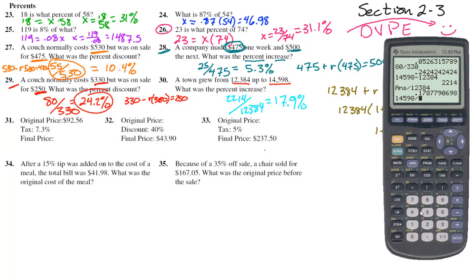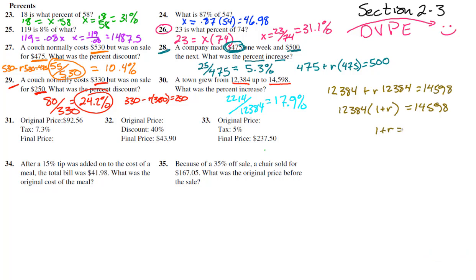14,598 divided by 12,384. Notice that we're at 117.9%. And then if we subtract the 1, we'll be right there at that exact same answer. So 1.17877 dot dot dot. So if we subtract 1, we get the same thing.